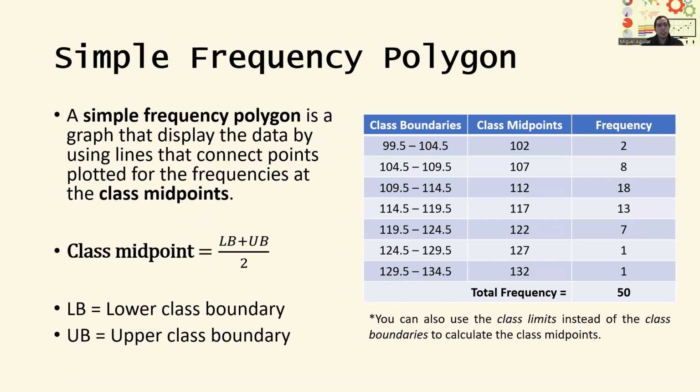So the first thing we have to understand is that a simple frequency polygon is just a graph that's going to display the data using lines that connect points, plotted for the frequencies at the class midpoints. Now, that's kind of a mouthful. What you have to understand is that this frequency polygon is very similar to a histogram in concept, but maybe not in the way it looks. Its shape is a little bit different, okay?